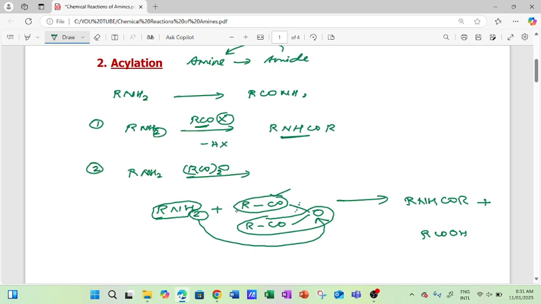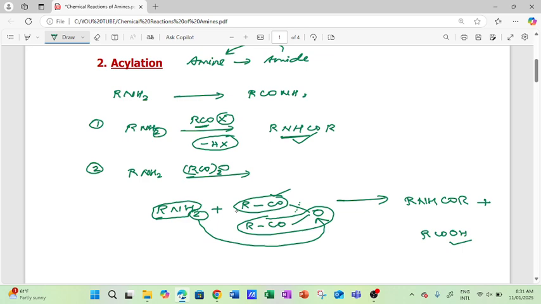In the previous reaction also we got the same amide, RCONH. The only difference between these two acylation reactions is the byproduct. In the first reaction I said HX is a byproduct, it's just an acid, but in the second reaction it's a carboxylic acid.